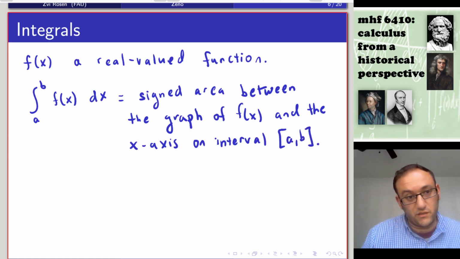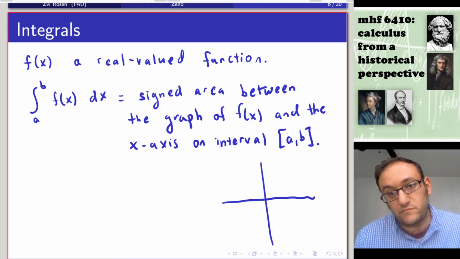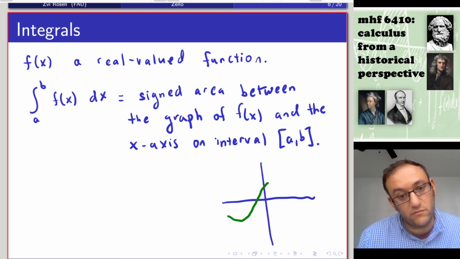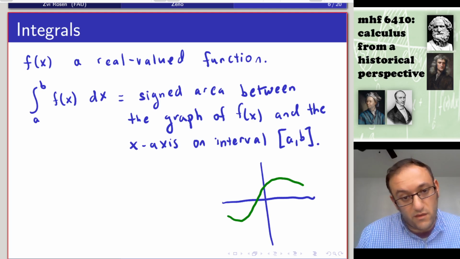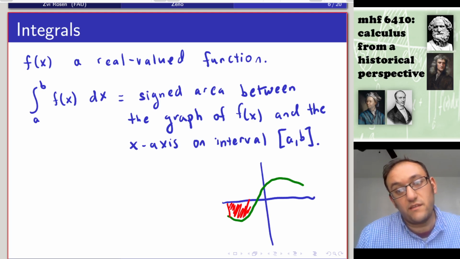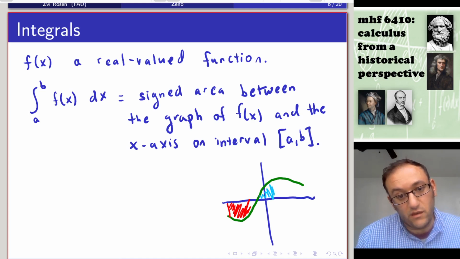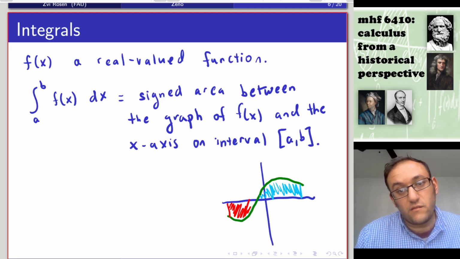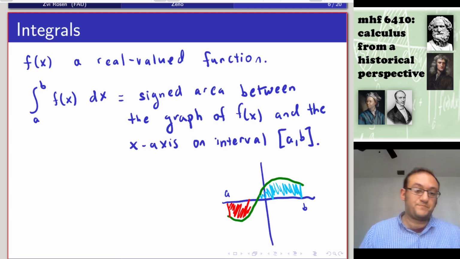Okay, and just a cartoon to know what we're talking about. If we have this function, okay, then the area below the x-axis will be added with a negative sign. The area above the x-axis will be added with a positive sign. Okay, and this is a to b.